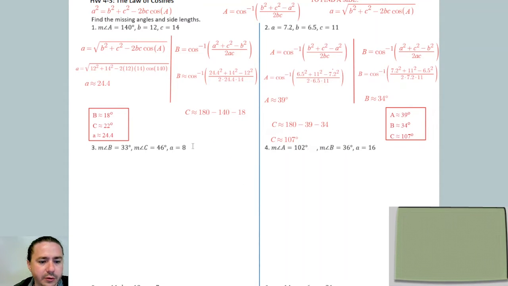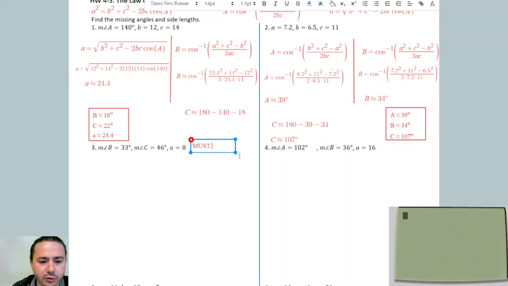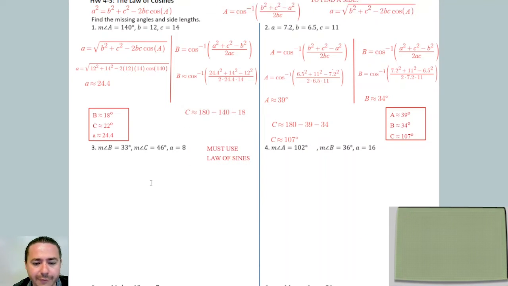So make a little note. Must use law of sines. Now, if we have a choice, I'm going to use law of cosines just for today because that's the focus of the homework. But if we have to use law of sines, then we've got to use law of sines. Okay, so this is going to be one where we have to use law of sines. Well, we're going to need angle A first to be able to use law of sines, so we have our pair. So let's go ahead and do that.